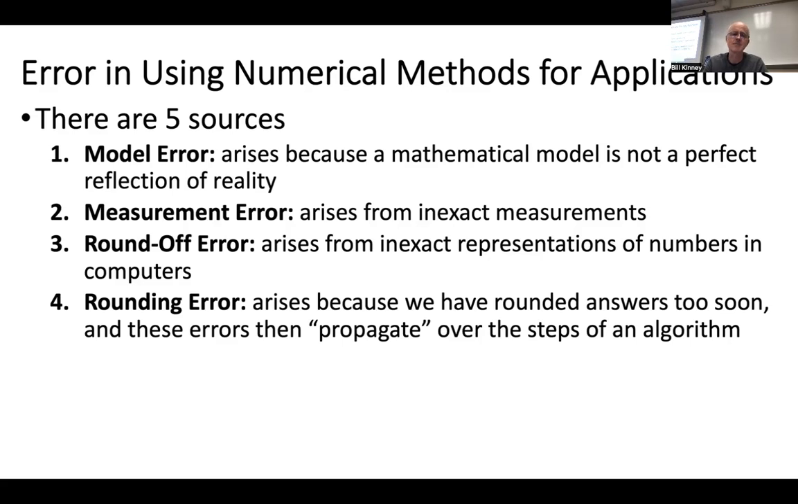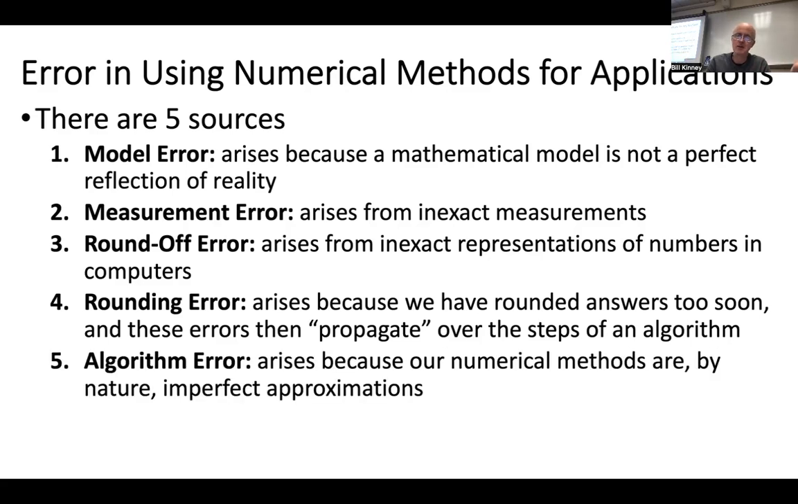There's rounding error. This is the most common kind of error that students will make on tests where they have to solve an applied problem, is they just round too soon. And then that error propagates. You should only round at the end. Keep as many digits of accuracy as you can along the way. Only round at the end.